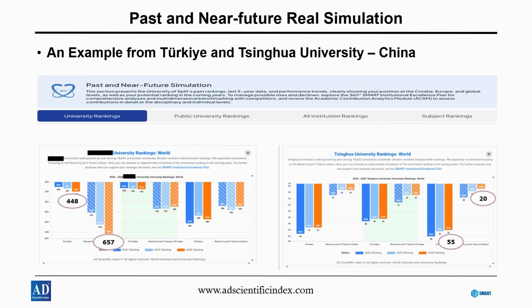Here we see a real example of the past and near-future simulation, comparing ranking trends for a university in Türkiye with Tsinghua University in China. The charts illustrate past performance, recent 5-year momentum, and projected near-future rankings based on indicators such as H-index, I-10 index, and citations. This simulation highlights how institutions may rise or fall in global standings, and helps guide strategic planning using data-driven forecasts.